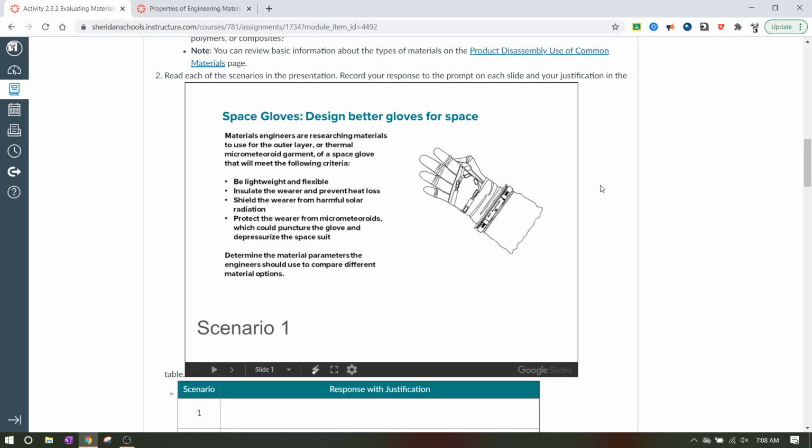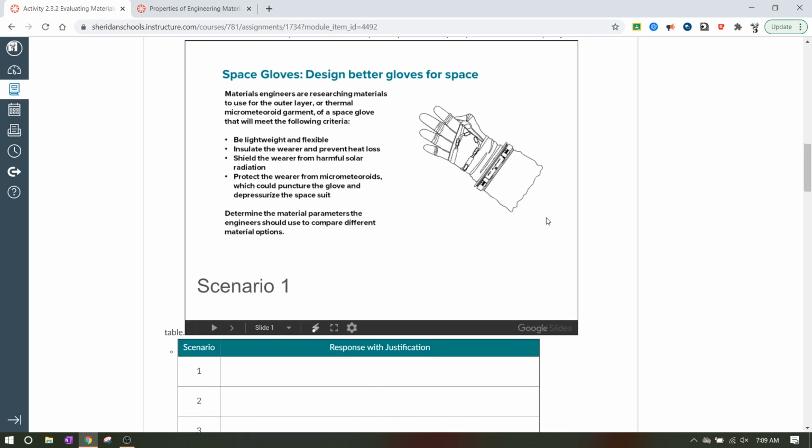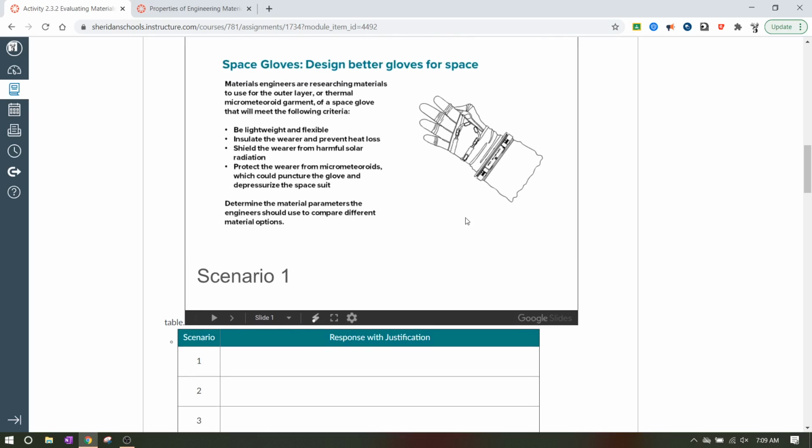Micrometeoroids are basically just very small rocks or pieces of debris up in space. And you have to keep in mind, if you're in orbit, you're going around really fast. So you have to keep in mind that these things need to be very durable if something were to try to go up and hit against it.